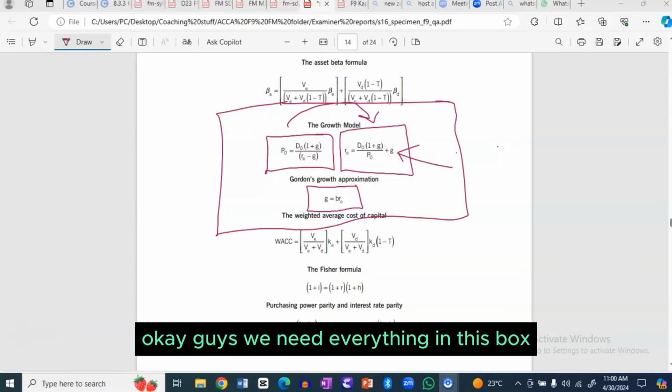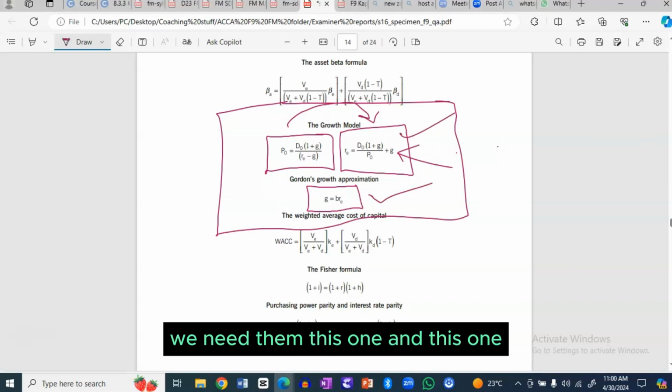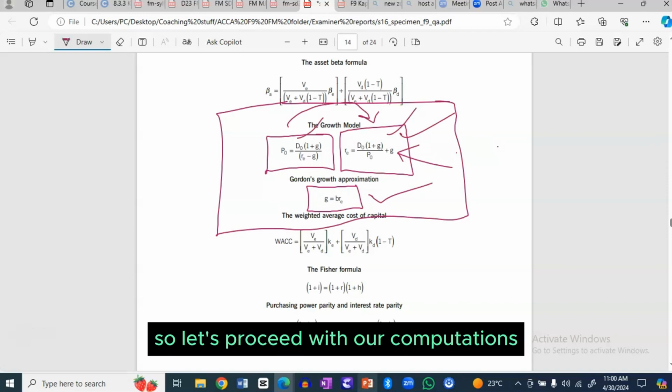Okay guys, we need everything in this box. As you can see on the screen, we need also this formula and these two formulas. We need them, this one and this one. All right, so let's proceed with our computations.